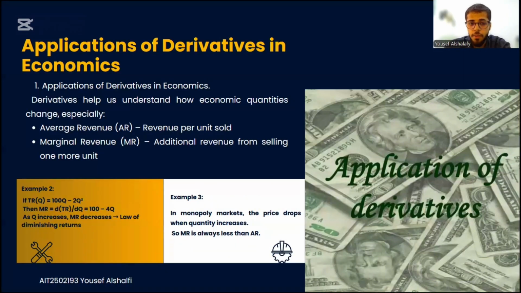They have to lower the price for all units sold. So when selling an extra unit, the marginal revenue is going to be less than the average revenue, because the drop of the price reduces the revenue for all items. That's why in monopolies, the marginal revenue is always less than the average revenue.